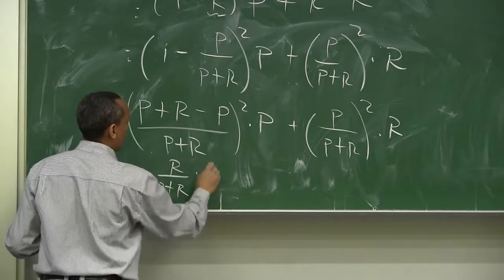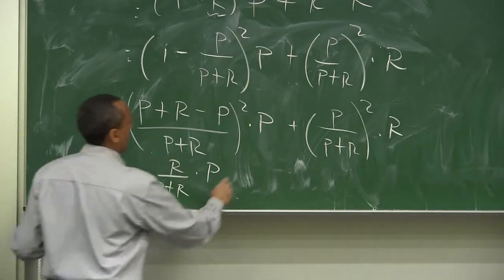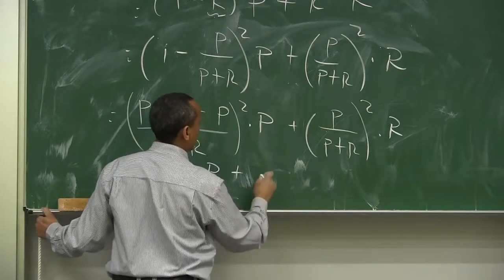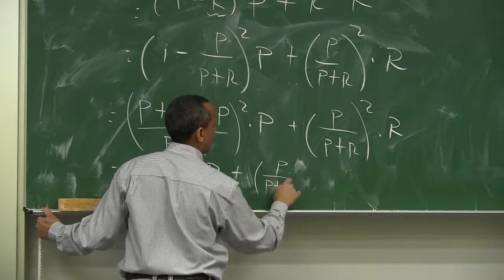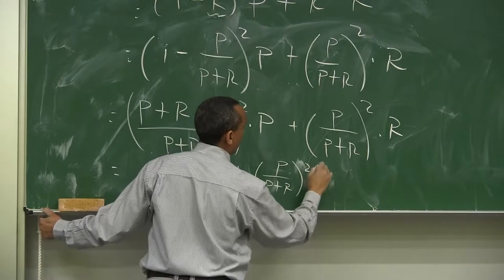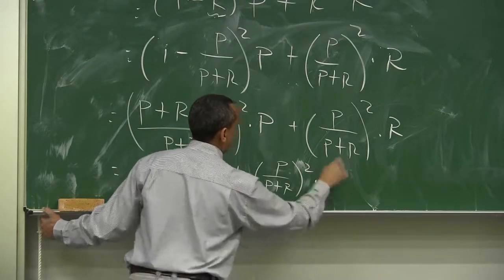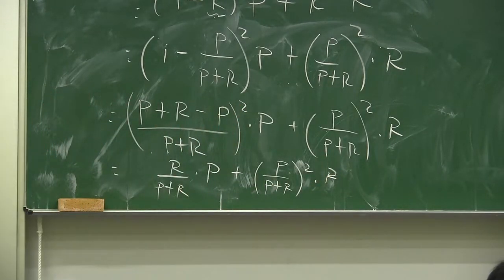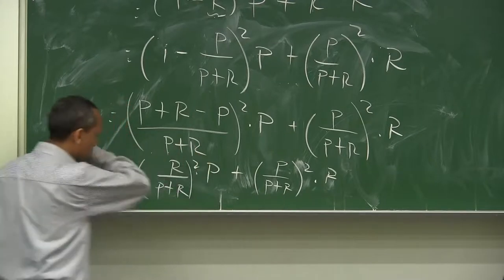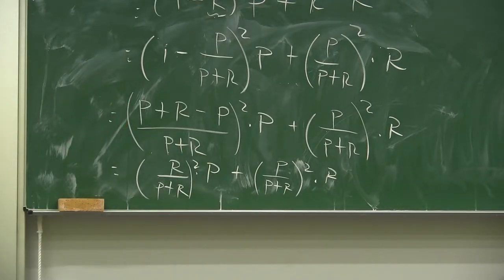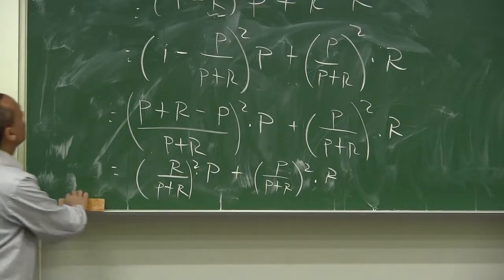So here we have P plus P over P plus R, the whole square, times R. Okay, thank you. So this is the square. So what are we going to do?